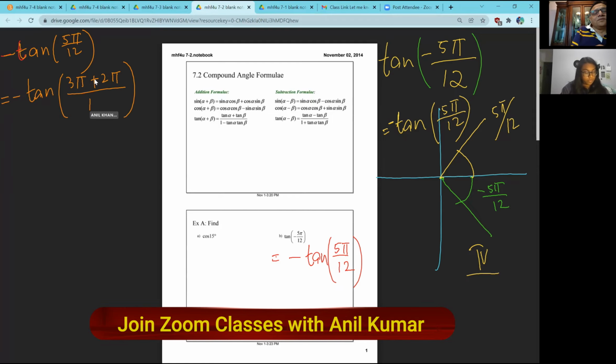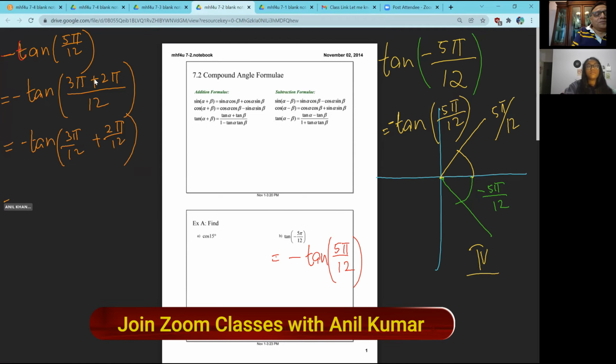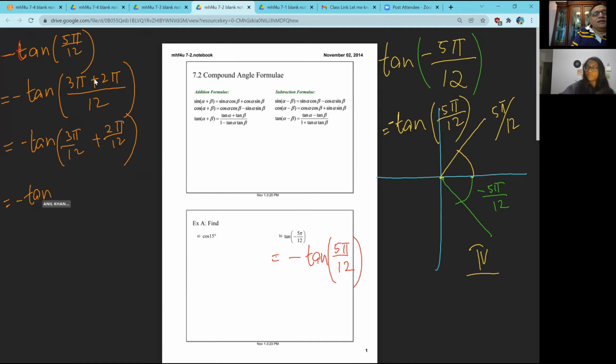The idea is, why did I do so? I could write this as a combination of alpha and beta. So 3 pi divided by 12 is what? And 2 pi divided by 12 is what? Pi by 4. Do you see? 3 divided by 12? Yeah. And 2 is pi by 6. Now I can use my special triangles and get the answer, correct?